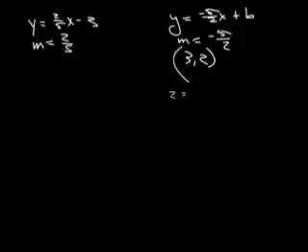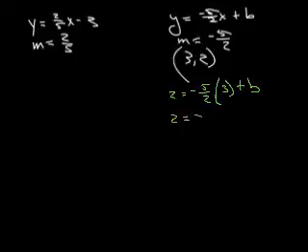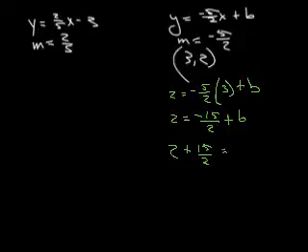So 2 equals negative 5 halves x. Oops, no, we're not putting an x in there, are we? We're putting a 3 in there plus b. So 2 equals negative 15 halves plus b. 2 plus 15 halves equals b. And common denominator, so we'll make that a 4 over 2 instead of a 2. And that gives me 19 over 2 equals b.